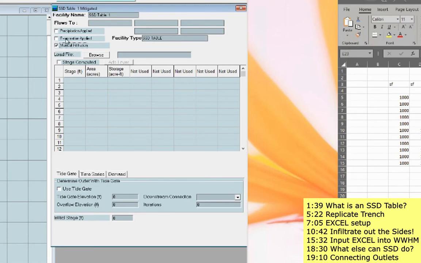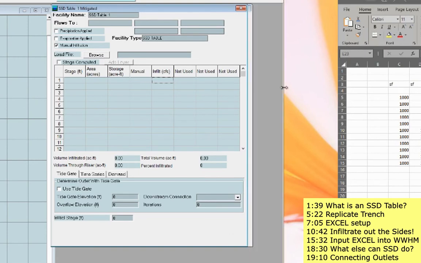Evaporation, you shouldn't have any because this is an underground trench. Precipitation, again, you shouldn't have any. This is an underground trench. I need to check on these couple and hit manual. And I can either hit infiltration or manual here. It doesn't really matter. I usually hit infiltration. Not sure why this is called infiltration versus manual. I don't think it actually matters.